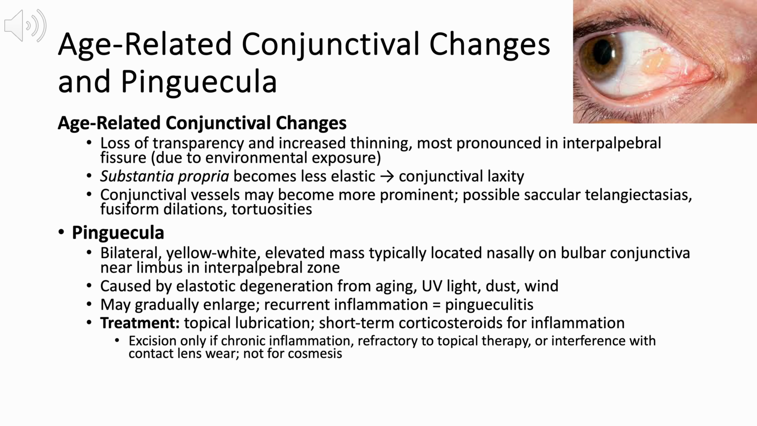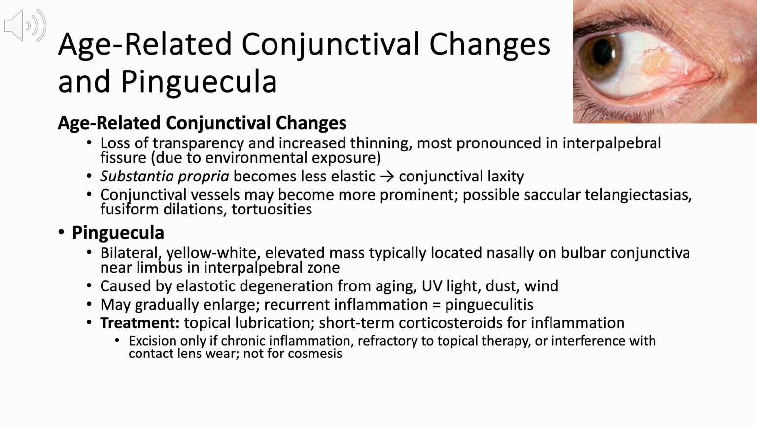First, we'll discuss the changes that occur in the conjunctiva with aging, along with pinguecula. As we age, the conjunctiva can lose transparency and become thinner, especially in the interpalpebral fissure where it is more exposed to the environment. The substantia propria becomes less elastic, leading to conjunctival laxity, and the conjunctival vessels may appear more prominent, sometimes with saccular telangiectasias, fusiform dilations, or tortuosities.